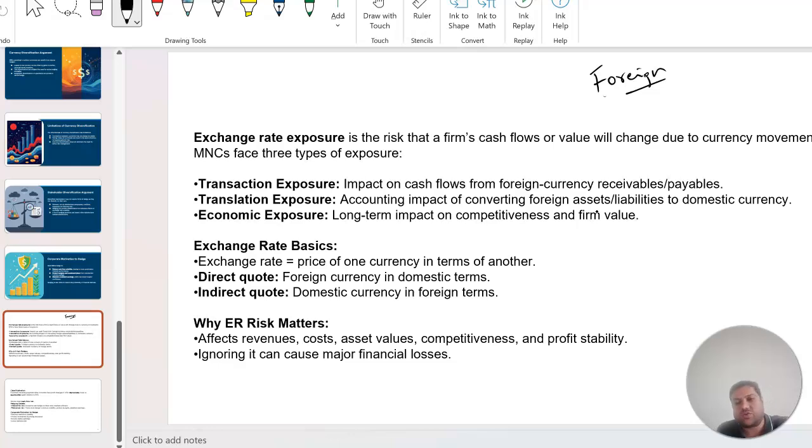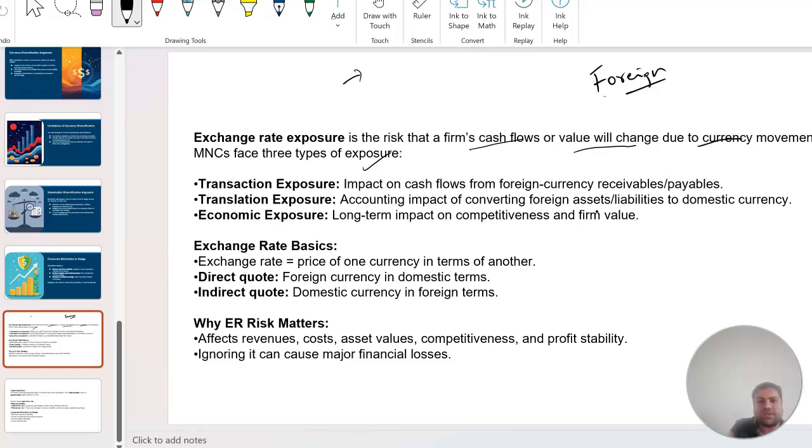So what we understood in the class is, exchange rate risk or exchange rate exposure is the risk that a firm's cash flow or value will change due to currency movements. MNCs face three types of exposure. So before this, what did we try to understand in the classes? For any transaction to be categorized as an exchange rate risk, we need to identify three things.